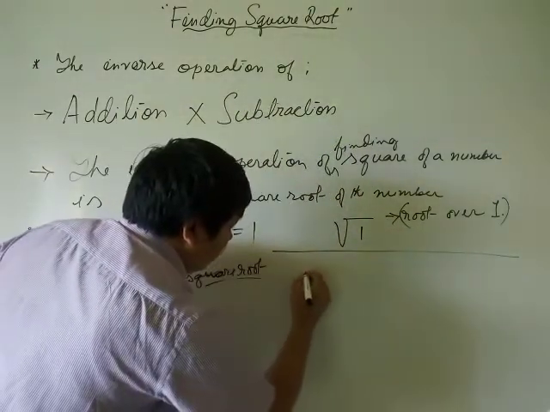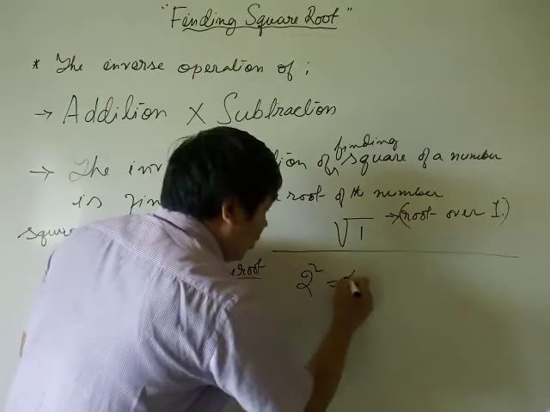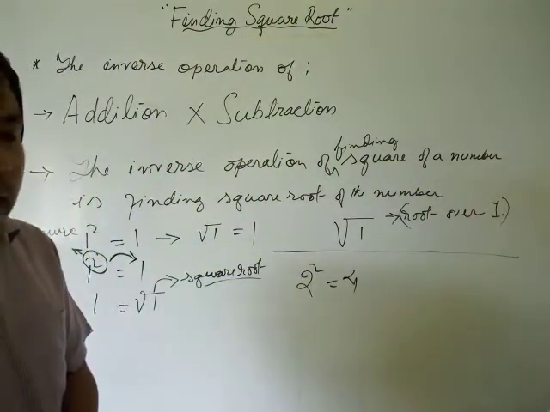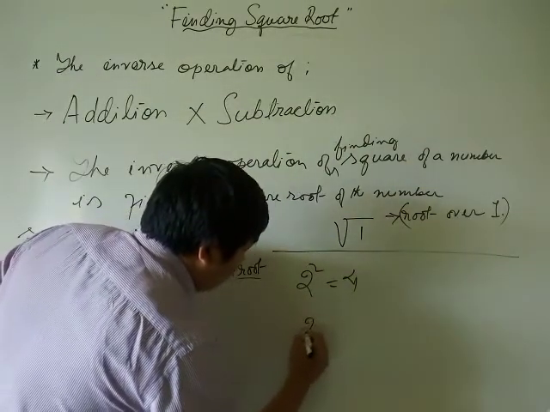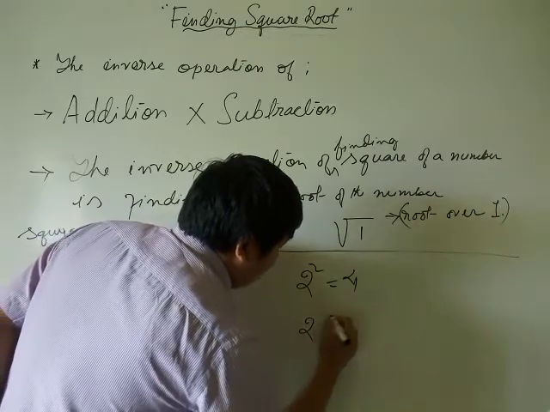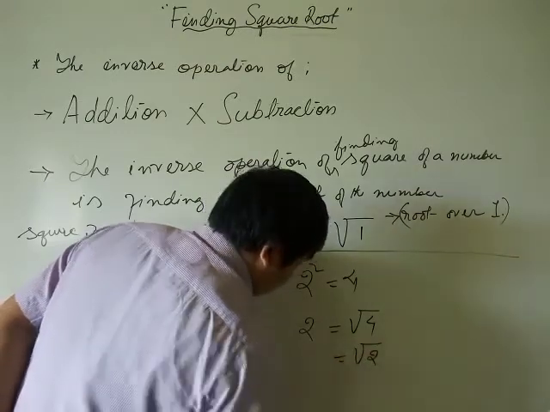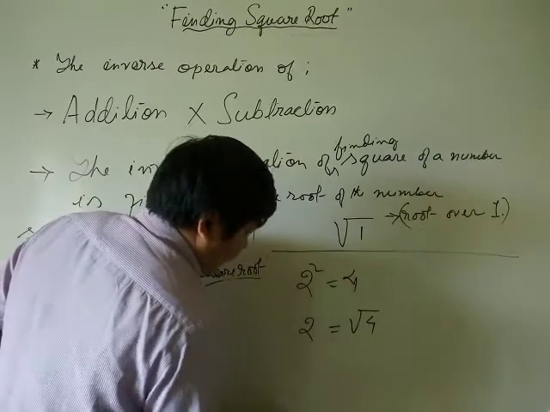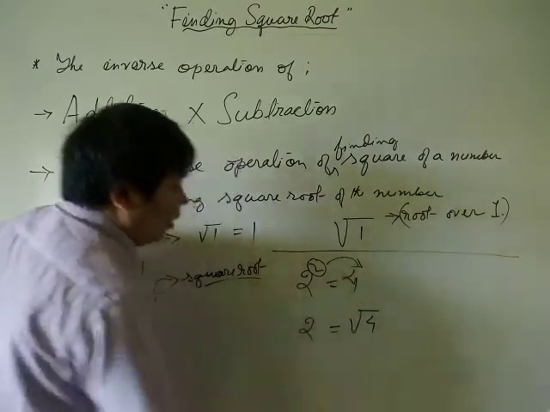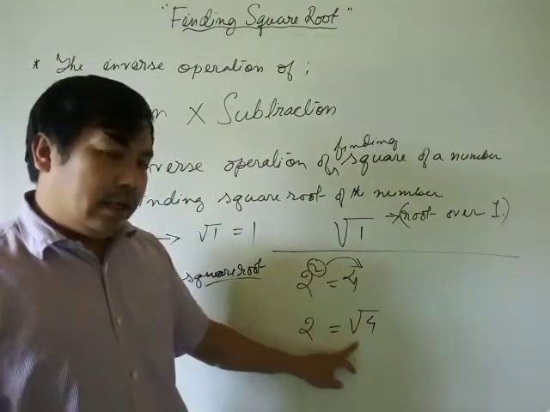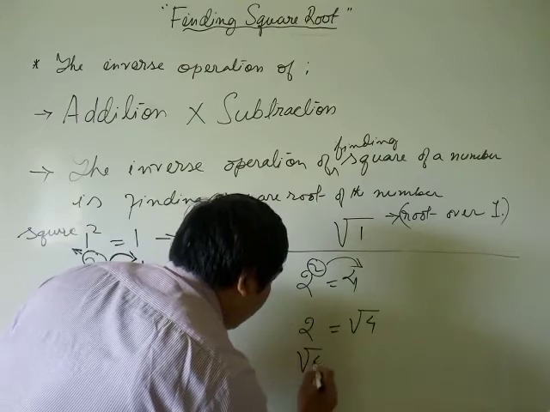For example, you see the square of 2. Square of 2, how much is that? Square of 2 is 4. 4 is the square of 2, isn't it? 2 square is 4. Then you can say like this, root over 4. Now let's write again. When this square is brought to the other side, then it becomes the square root. So the square root of 4 is 2.